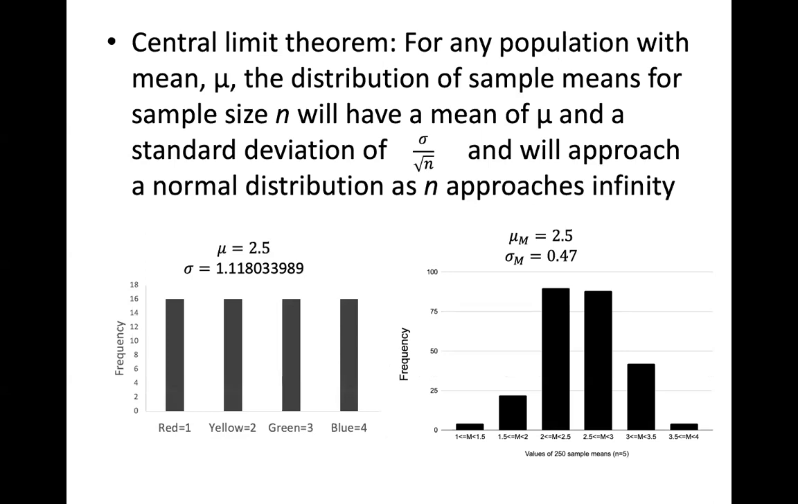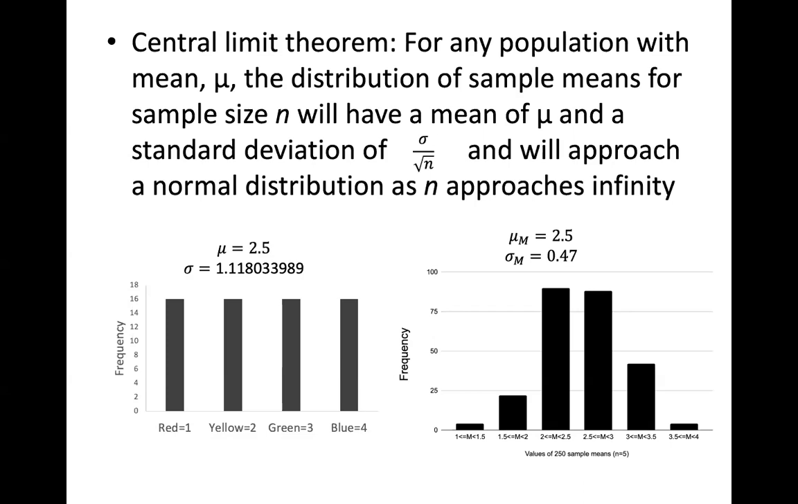Now, one of the primary purposes of this chapter 6 is to teach you about the central limit theorem. This is quite an important thing for statistics to understand. I'm just going to read it here. For any population with a mean, mu, the distribution of sample means for some sample size n will have a mean of mu and a standard deviation of sigma divided by the square root of n. This last part is less important, but it's still there: that distribution will approach a normal distribution as n gets bigger, as n approaches infinity.